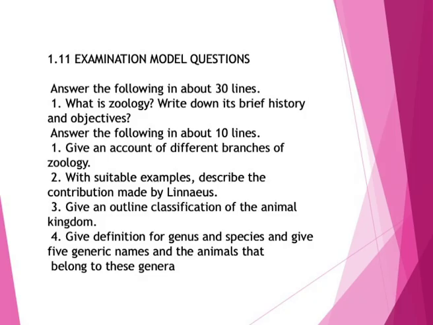From this unit, we can see the questions that are frequently asked. Answer the following in about 30 lines. What is zoology? Write down its brief history and objectives. Then give an account of different branches of zoology. With suitable examples, describe the contribution made by Linnaeus. Give an outline classification of the animal kingdom. Give definitions for genus and species and give 5 generic names and the animals that belong to these genera.